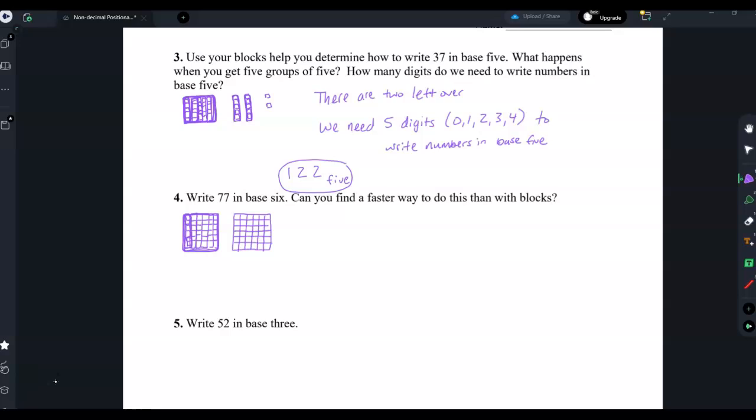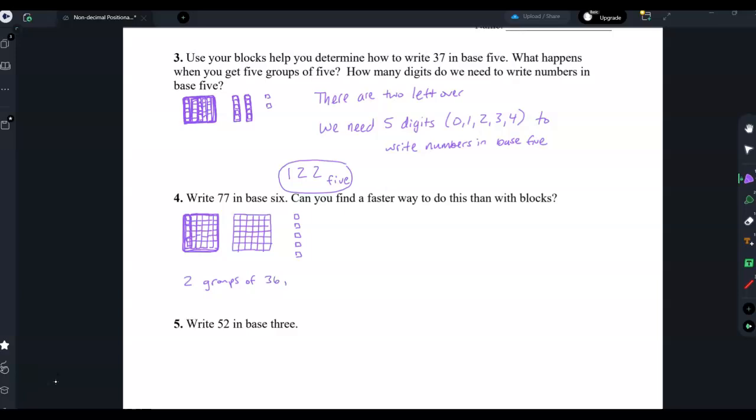And so now I'm counting to 77, so let's keep counting. So this would be 73, 74, 75, 76, 77. And I actually don't even have enough for another rod there, right? I would need 6 of those since I'm in base 6. So that's it. So I can see that I have 2 groups of 36.